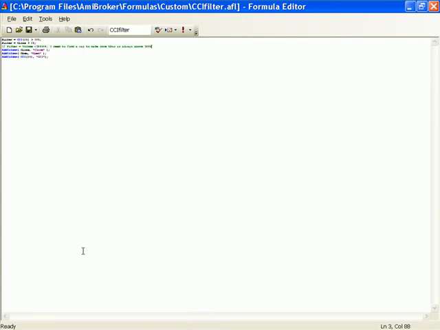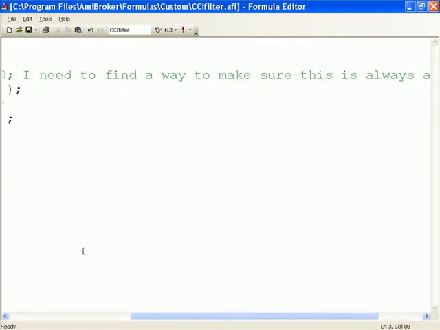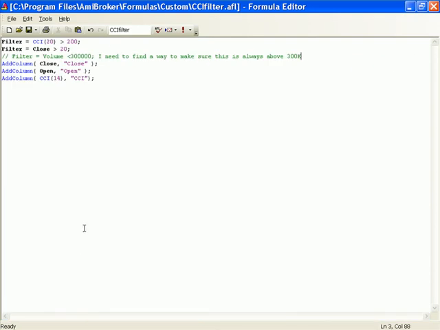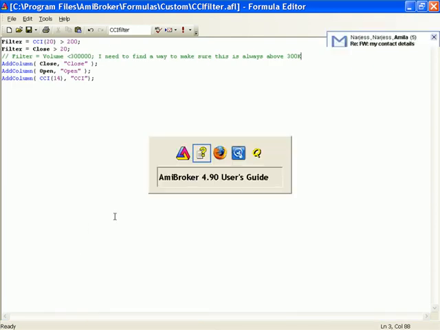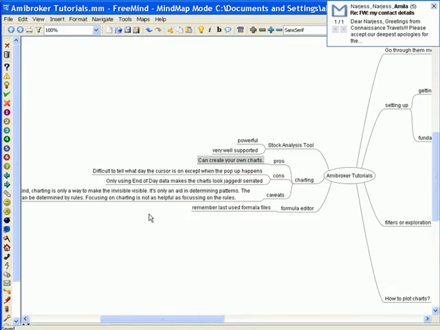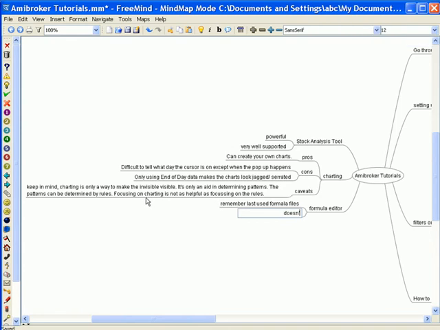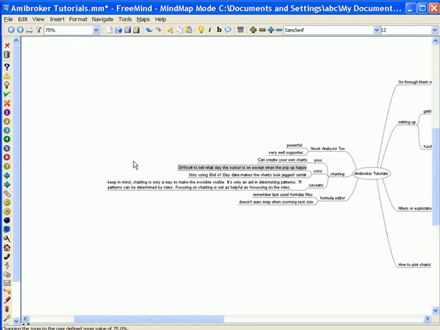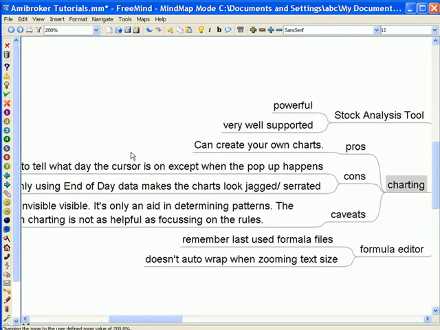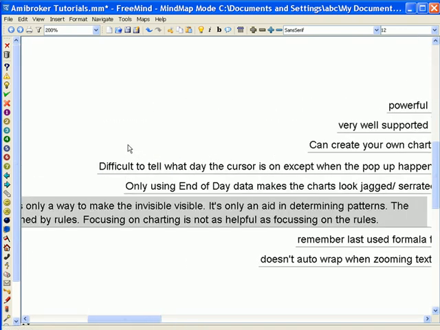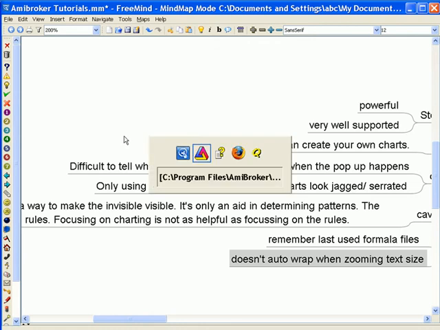I'm holding down the control key, and I'm scrolling with my mouse button. Unfortunately, the formula editor doesn't auto wrap. So let's go put this in. Formula editor doesn't auto wrap when zooming text size, like I can do with FreeMind here, keeping all my notes as I go through.